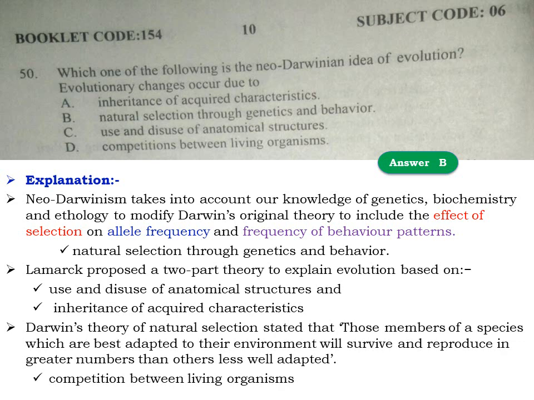So the answer on the neo-Darwinian idea of evolution is natural selection through genetics and behavior. So the answer is B.